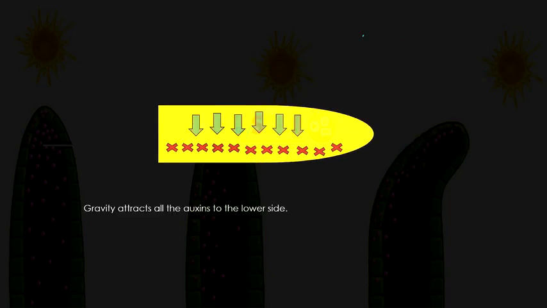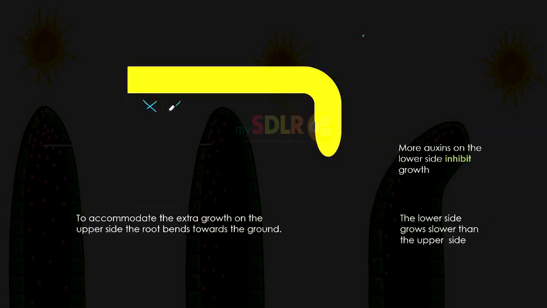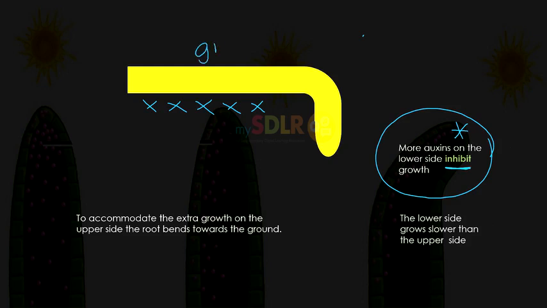Gravity attracts auxins to the lower side. When they accumulate on the lower side, we notice here, the response is very much different. A high presence of auxins on the lower side inhibit, that means stops or prevents. The lower side is prevented from getting longer, because of the high presence of auxins, so the upper side grows more.